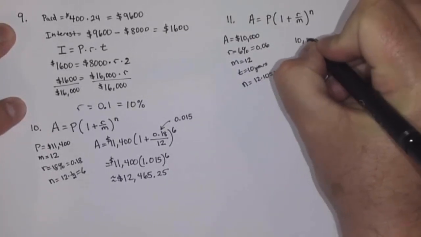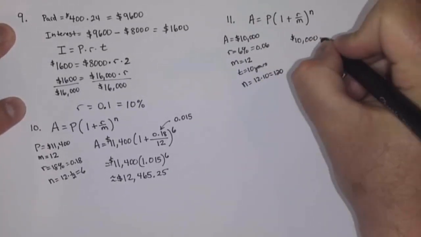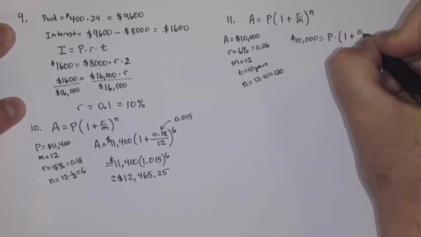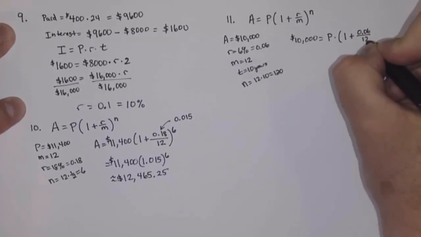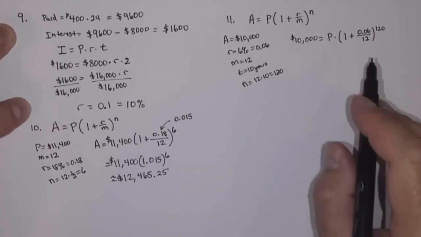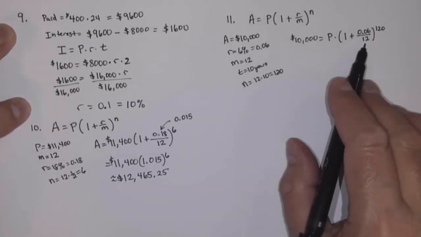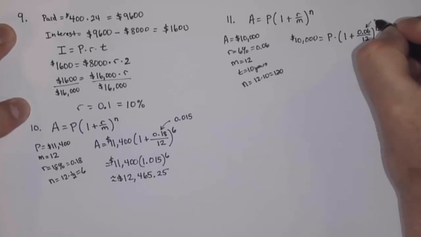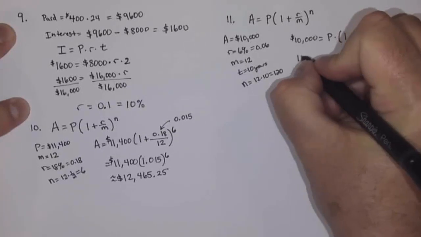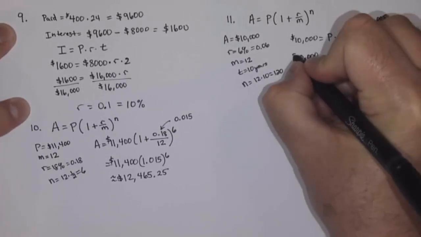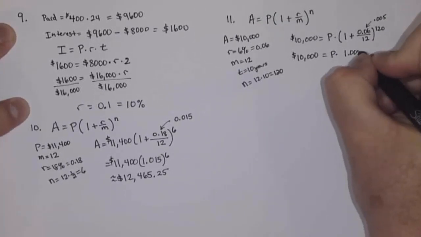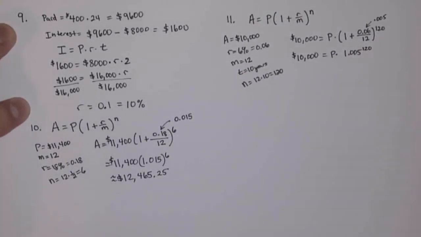So $10,000 is going to equal what times 1 plus 0.06, that's R, divided by 12, raised to the 120th power. Well, 0.06 divided by 12 is 0.005. This is 0.005, and so 1 plus that is 1.005. So we have $10,000 equals P times 1.005 raised to the 120th power.